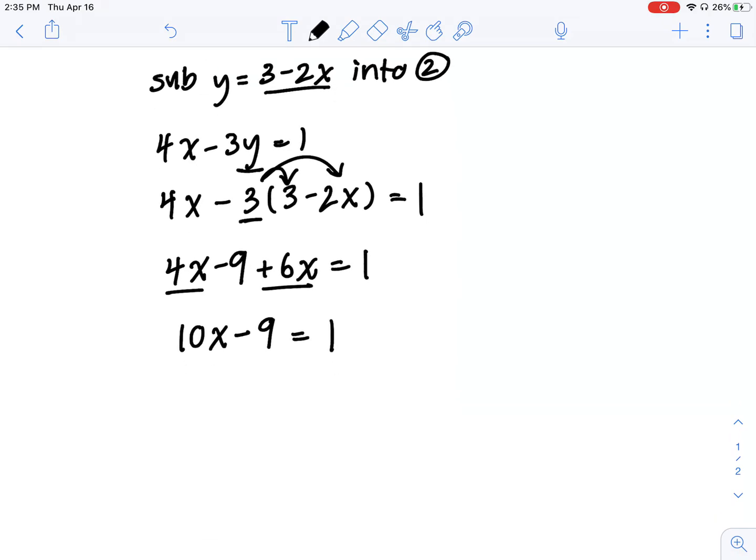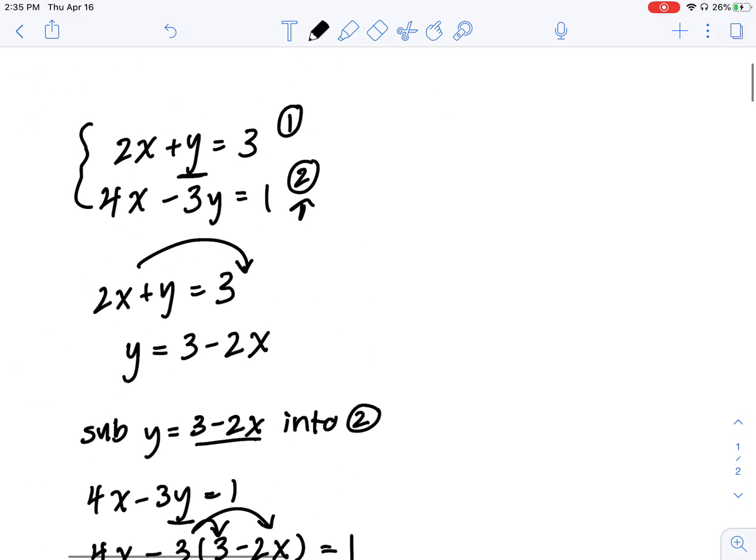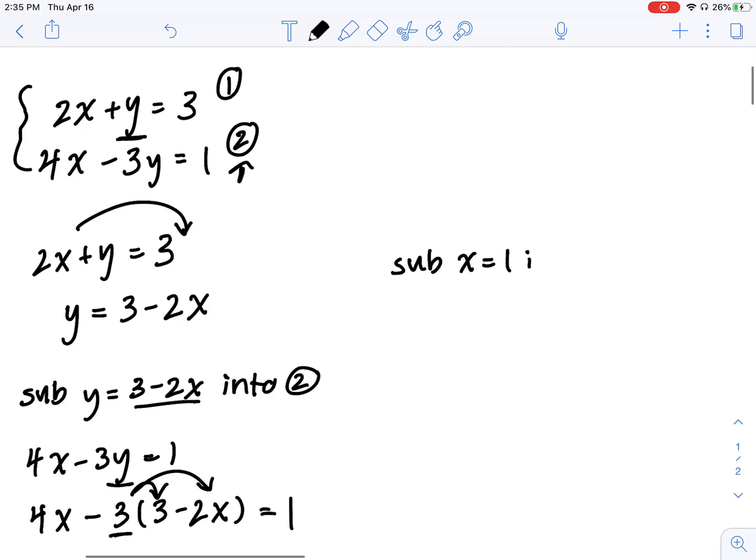And now all I have to do is isolate for x. 10x equals 1 plus 9, which is 10, x equals 1. Now that I have x, I can bring that back and plug it in to equation 1. So let's sub x equals 1 into 1.